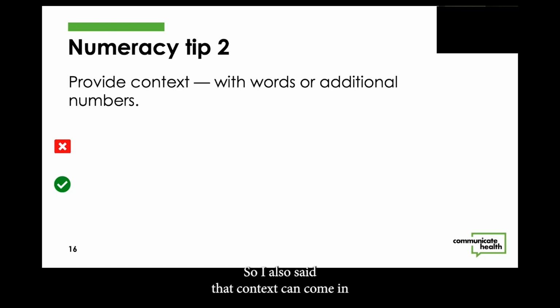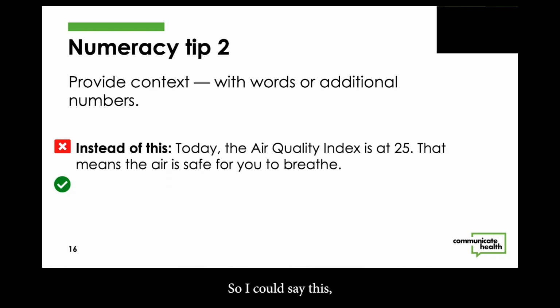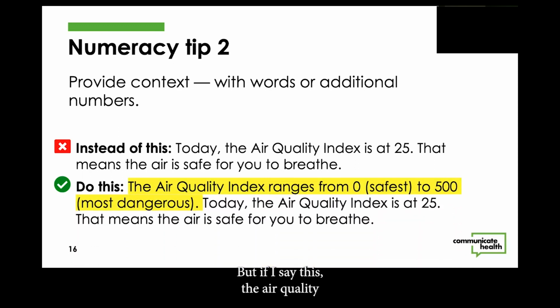So I also said that context can come in the form of numbers, and ranges in particular can be a really helpful way to provide context. So I could say this, I mentioned the air quality index earlier. Today, the air quality index is at 25. That means the air is safe for you to breathe. Okay, but if I say this, the air quality index ranges from 0, safest, to 500, most dangerous. Today, the air quality index is at 25.